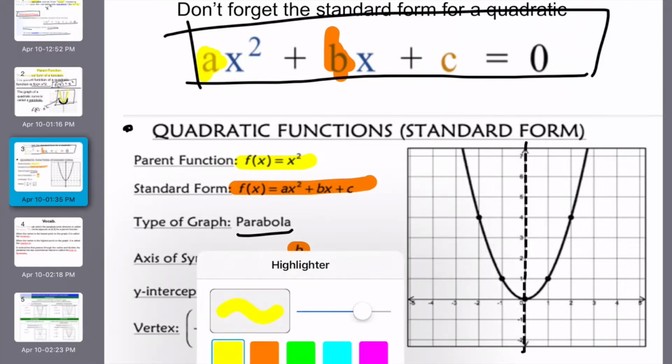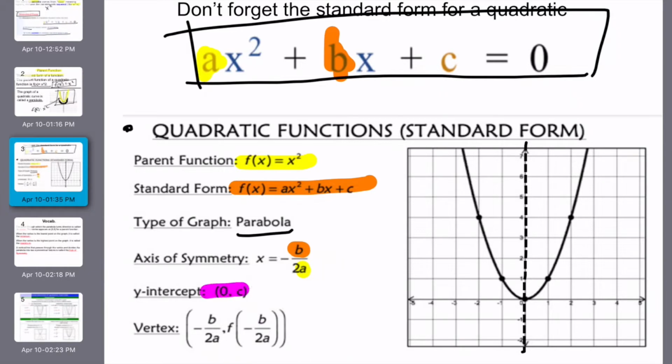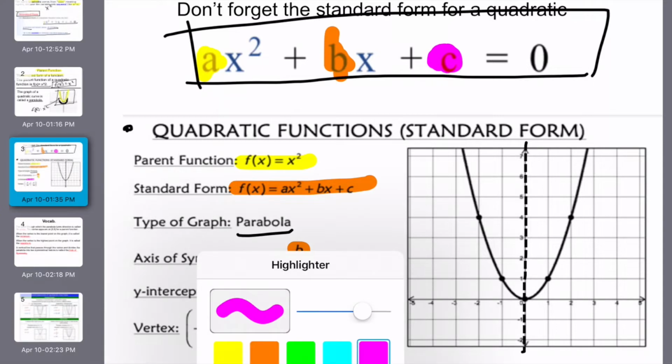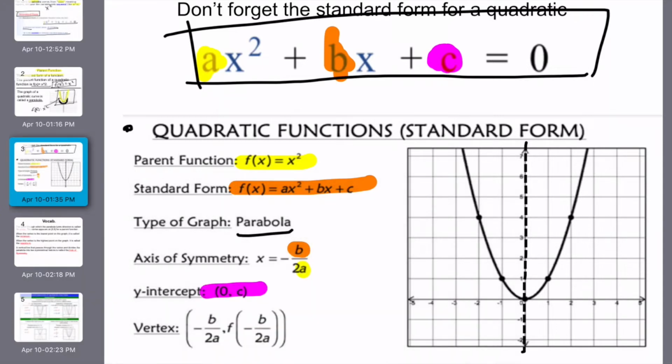We know that our y-intercept is going to be 0, comma, whatever our c value is. And then last, and certainly not least, we know that our vertex is first off going to be part of our axis of symmetry. That's where that comes from right there. And then we also know f of our axis of symmetry, whatever this is right here, is just saying the value of that number in the function.